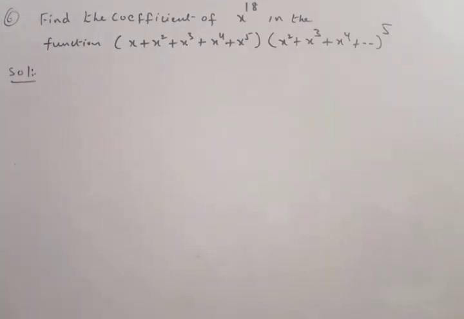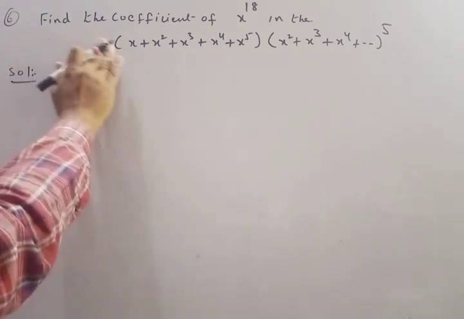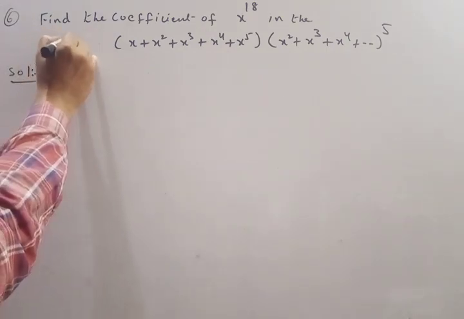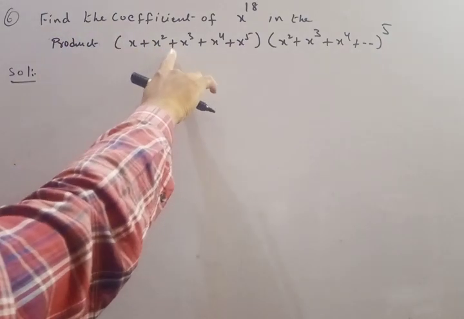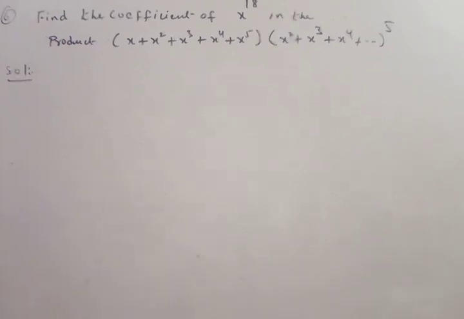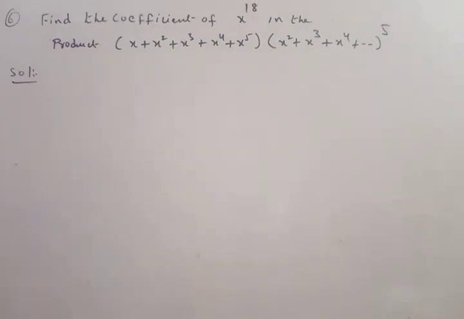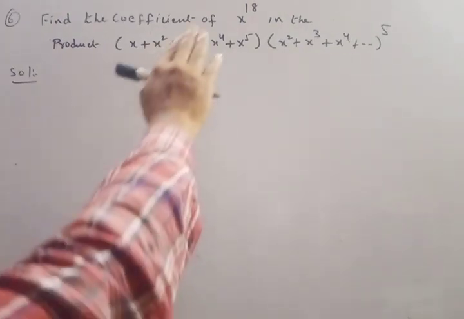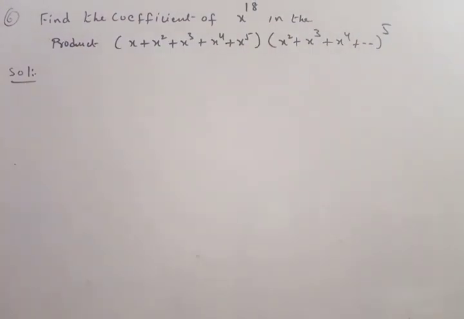Okay. Next problem. Find the coefficient of x power 18 in the following product: (x plus x square plus x cube plus x power 4 plus x power 5) into (x square plus x cube plus x power 4 plus 1) whole power 5. So in this you need to find the x power 18 coefficient.